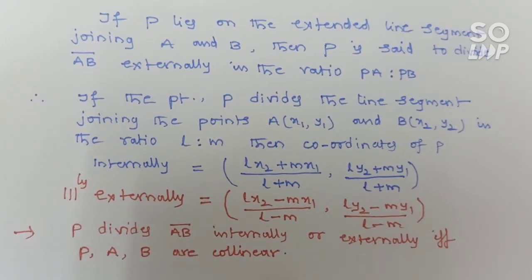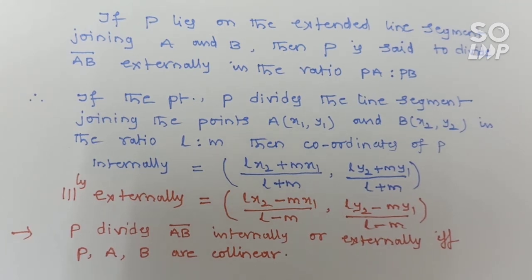So in this concept we discussed the internal section formula and the external section formula, and what the condition for the section formula is. The point which divides the line segment, those points must be collinear.